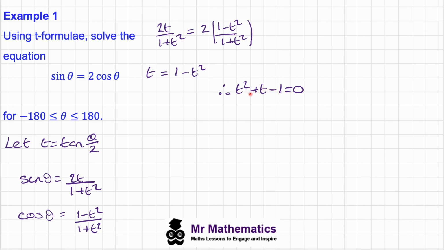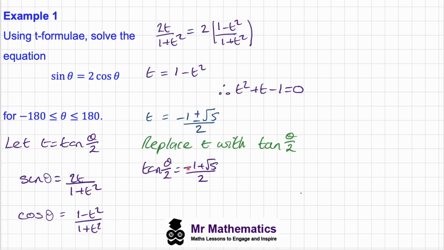Now this doesn't factorise, but we can use the quadratic formula, and we get t will equal negative 1 plus or minus the square root of 5, all divided by 2. You can also work this out on your calculators. Now we've got a value for t, we can substitute tan of theta over 2 back in place of t, so now we'll have two solutions. The tan of theta over 2 will be the positive case. We can take the arctan of both sides, so theta over 2 will be 31.7, and tan of theta over 2 will be the negative case. We can take the arctan of both sides, so theta over 2 will be negative 58.28 degrees.